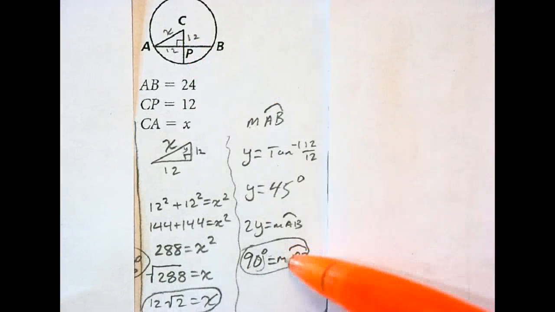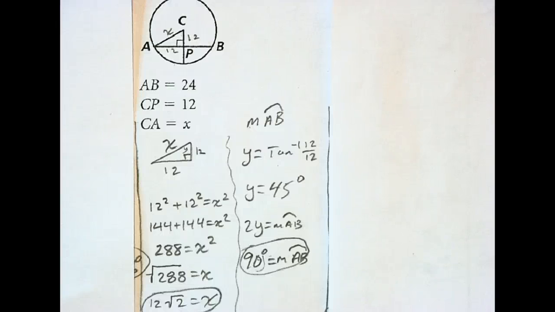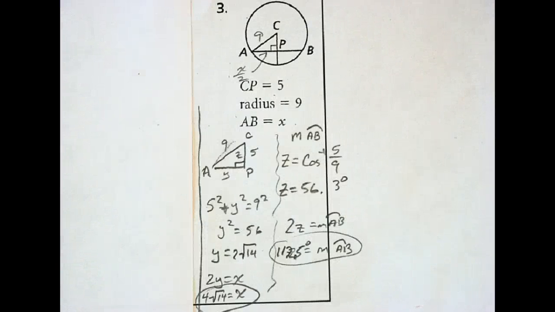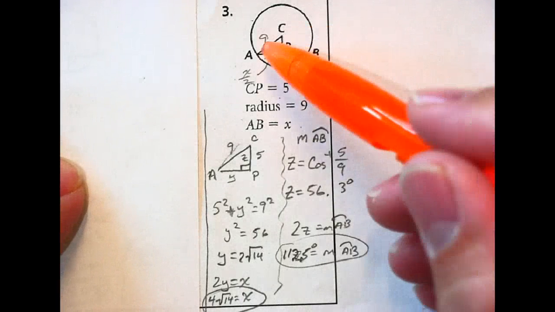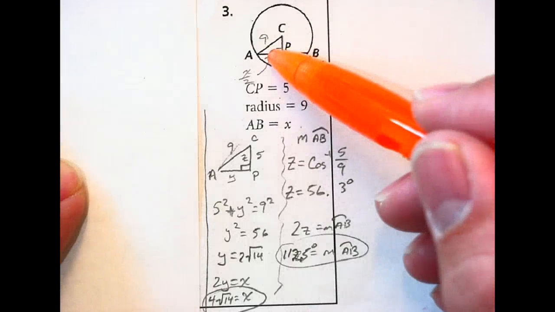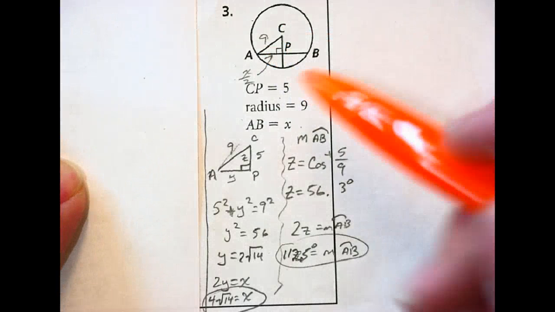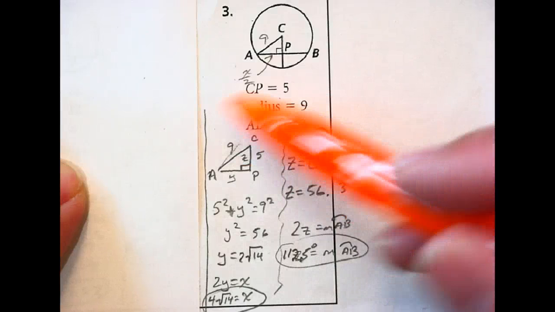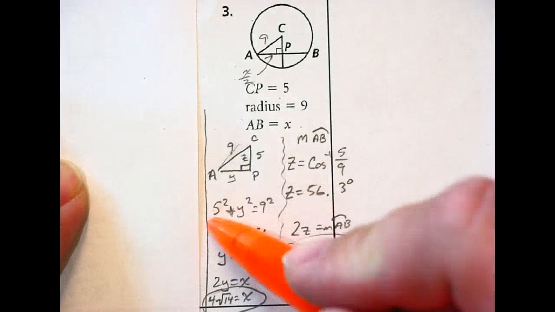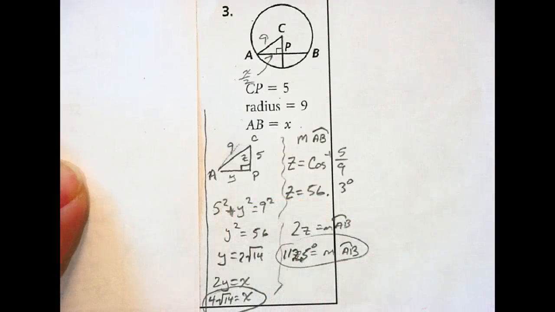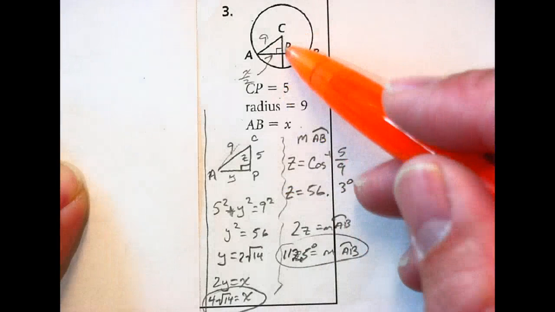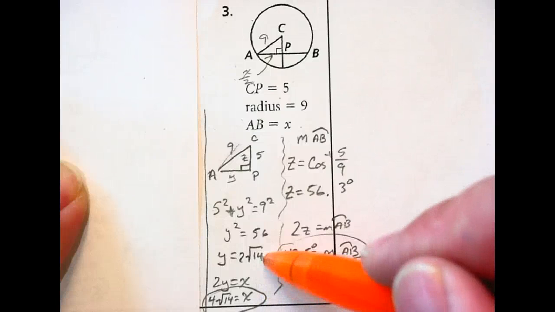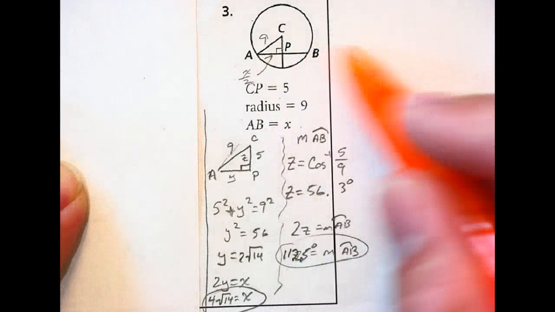Hey, you should be working on number 3. On number 3, going through, you got your triangle. If AB is x, this is x root 2, or a half of x. Okay? And CP is 5. So if you go through and you solve it, you have 5 squared plus y squared equals 9 squared. Everyone got that? You get 2 root 14, and so you need 2 of those to find AB. So that's what they're looking for, x. So 2 root 14s is just 4 root 14.